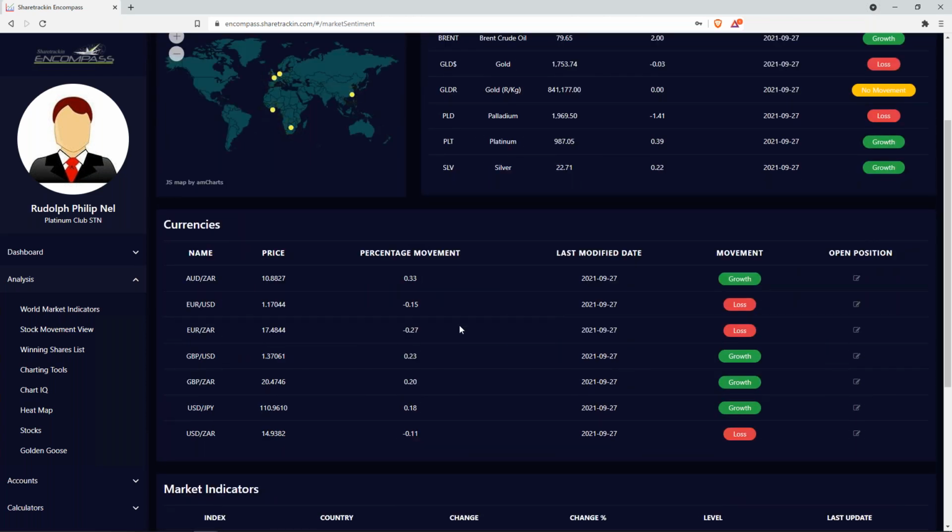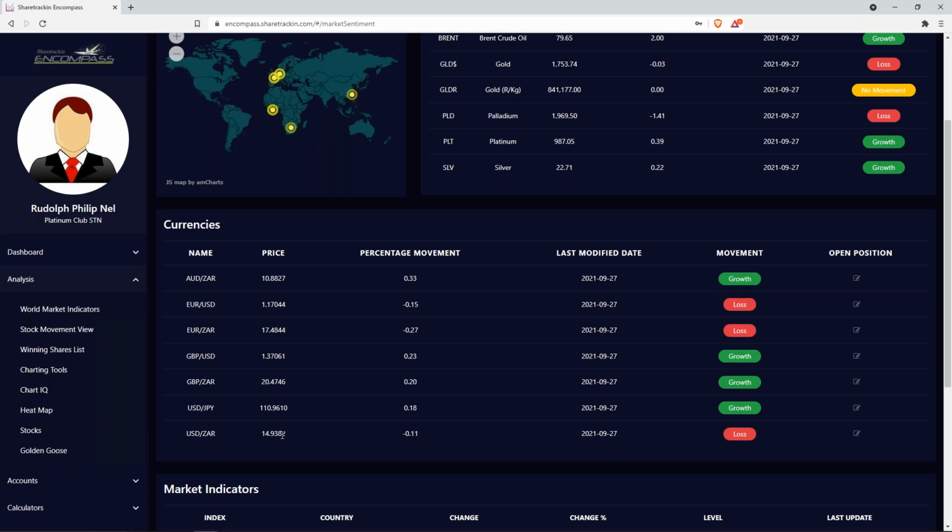Then below that, we've got the currencies. So the currencies can now be traded if you've got the Forex bot, which is going to be released, or I think it's already released. So you can start trading Forex on it as well. So you've got your pairs: Aussie dollar versus the South African rand, the euro versus the US dollar, the euro versus the South African rand, Great British pound versus the US dollar, British pound versus the South African rand, US dollar versus the Japanese yen, and then US dollar versus the South African rand. So these are all the pairs.